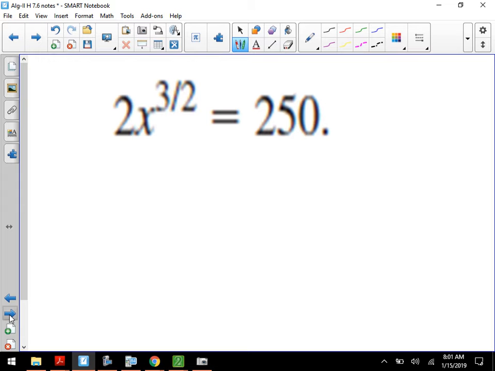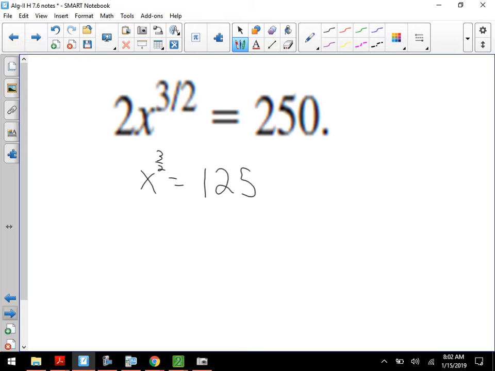Same thing works when we deal with fractional exponents. Remember, how do you undo fractional exponents? We're going to use their reciprocals. Okay. So if you have 2x to the 3 halves equals 250, work your way backwards. What's the first thing you're going to do? Divide by 2. Good. So you get x to the 3 halves is 125.